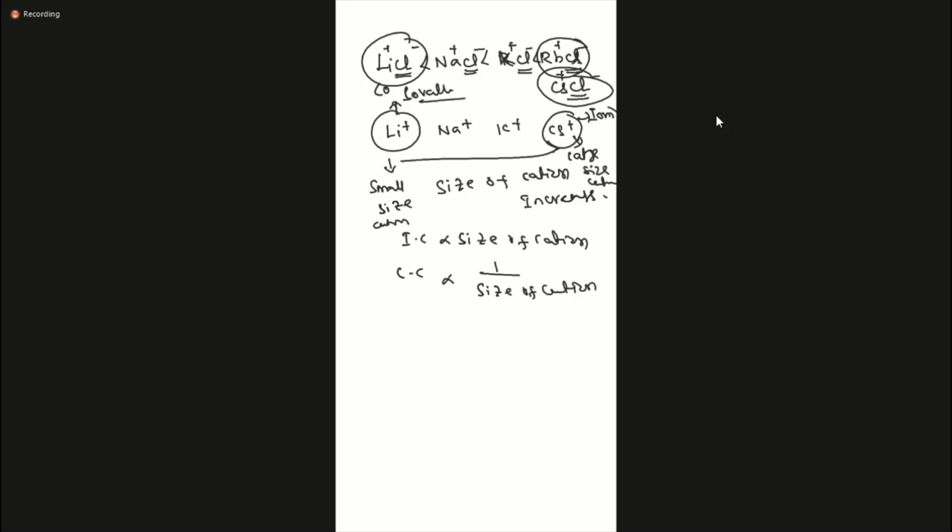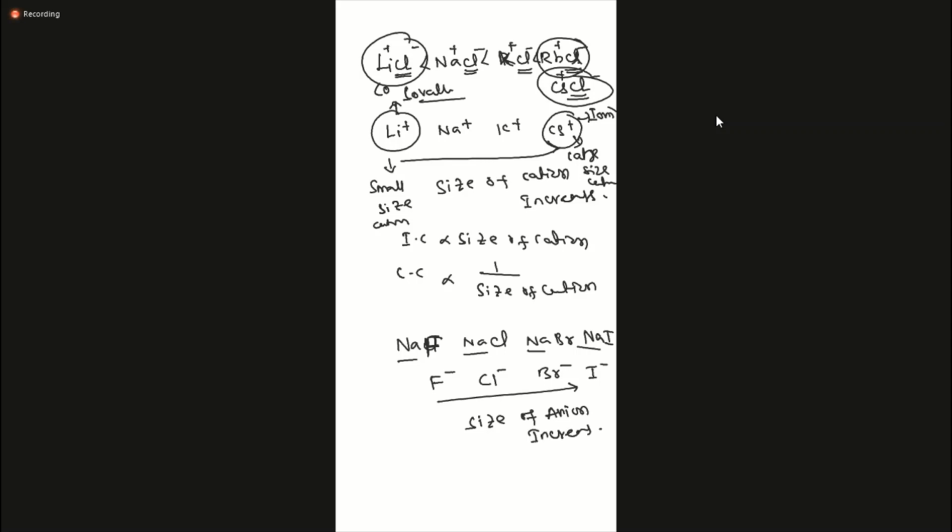Okay, suppose I take NaF, NaCl, NaBr, NaI. Here the cation is common, so based on cation you can't decide whether it is ionic or covalent character. Based on anion you can decide: F minus, Cl minus, Br minus, I minus. Down the group, size of anion increases. Is it true or not?